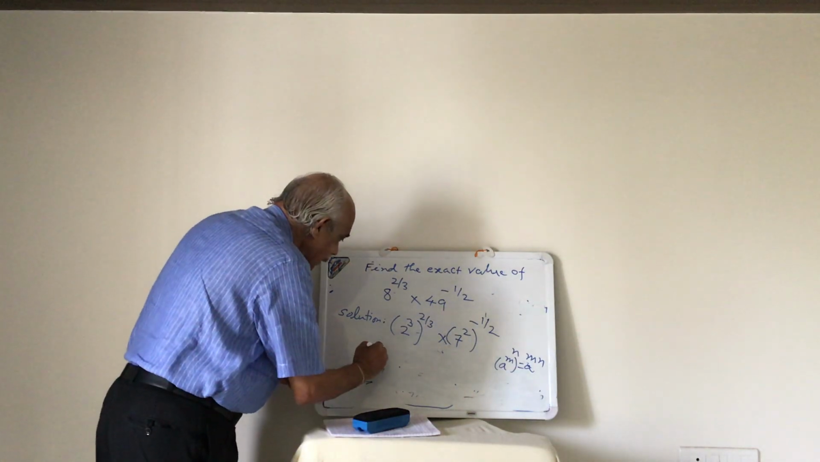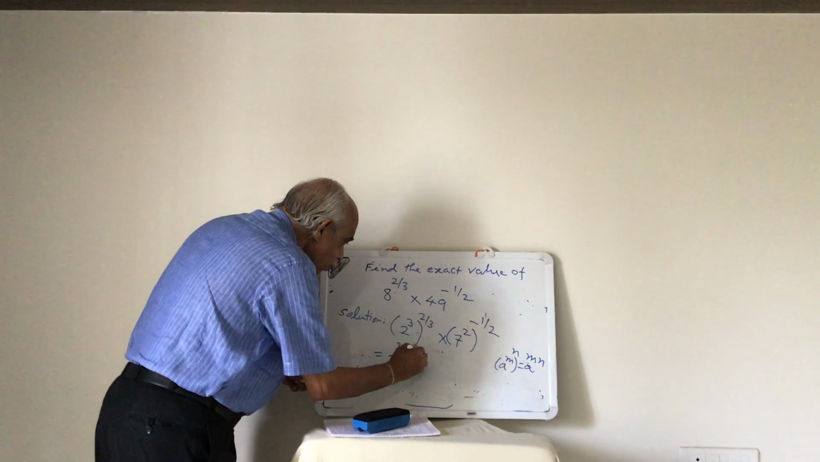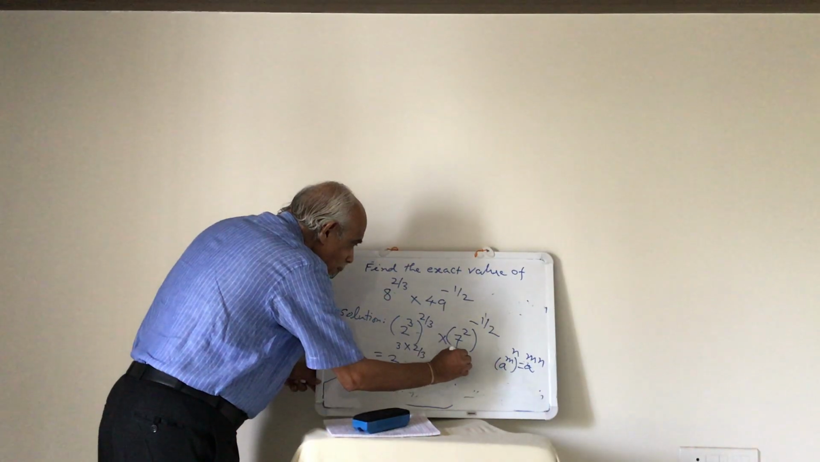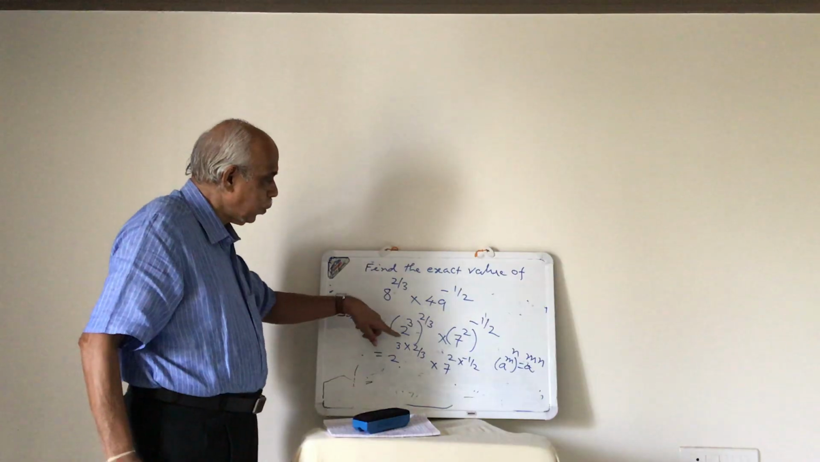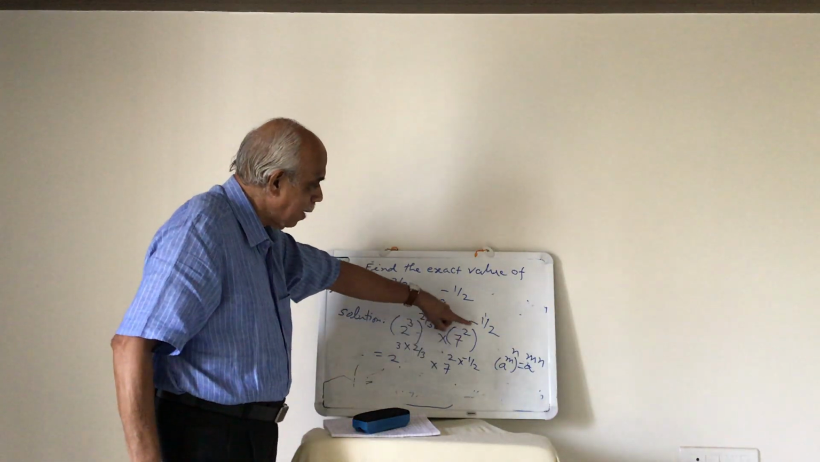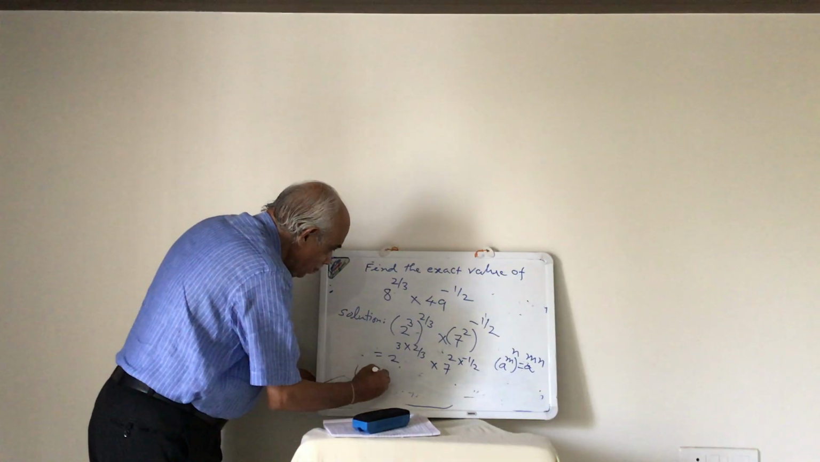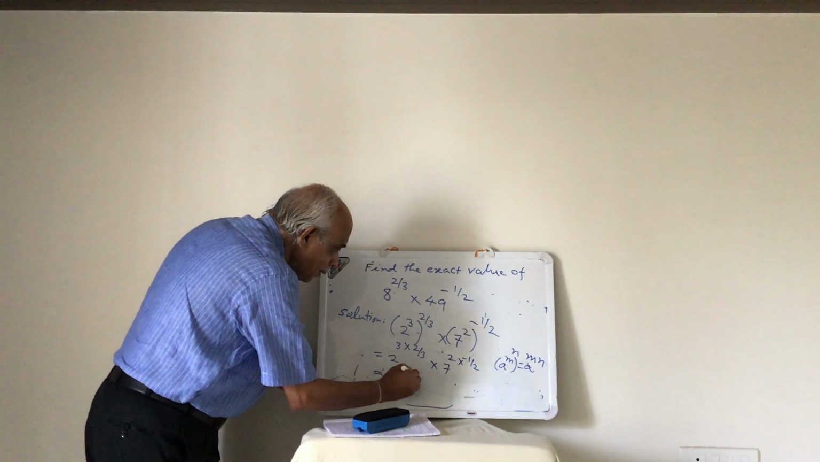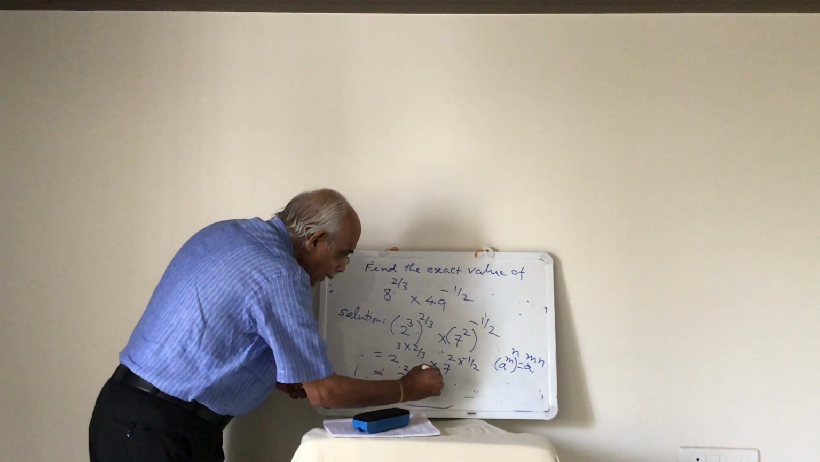So this is equal to 2 raised to 3 multiplied by 2 upon 3, multiplied by 7 raised to 2 multiplied by minus half. A raised to m raised to n is equal to a raised to mn. Here also, a raised to m raised to n, a raised to mn. Now it is very easy to simplify. This 3 and 3 will get cancelled, so you will get 2 square into, now again this 2 and 2 will get cancelled, we get 7 raised to minus 1.